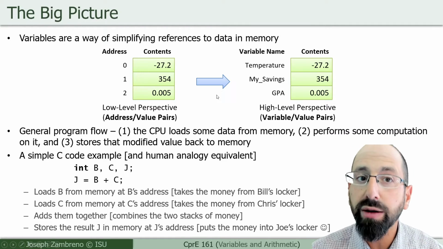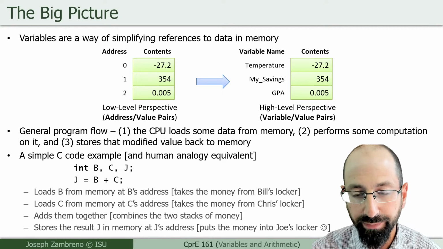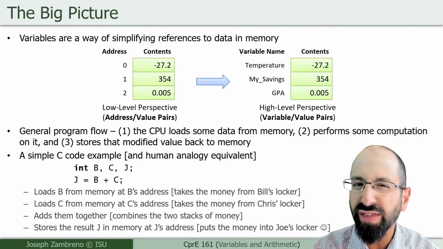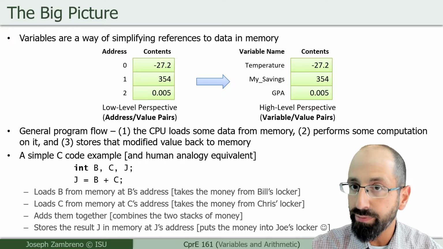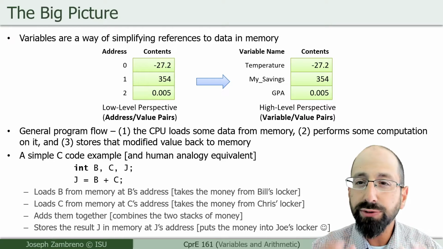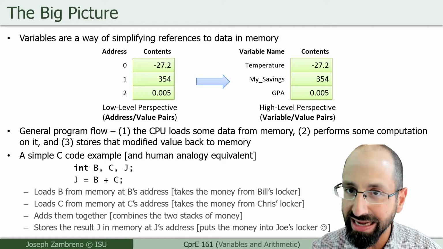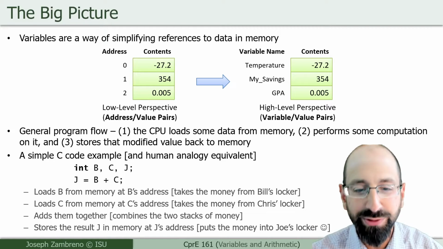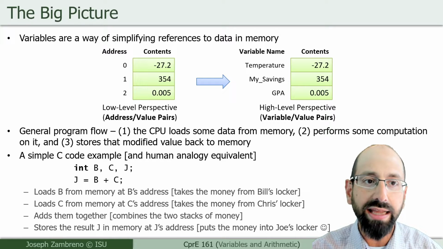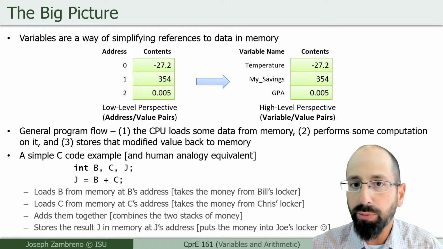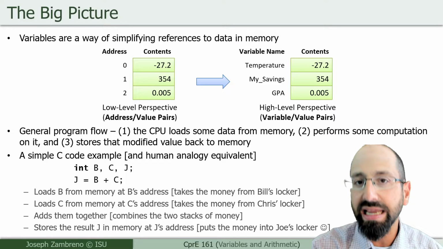Our general program flow is going to be the following. We're going to be loading some value from memory. Our programs are only meaningful if they have some data to work on. So step one, we're going to load some data value from memory. Step two is we're going to do some sort of arithmetic or logical computation on that data value. We're going to take the temperature value and apply some mathematical operation on it. And then ultimately, our program should be changing something. We're going to be storing some modified value back into memory.